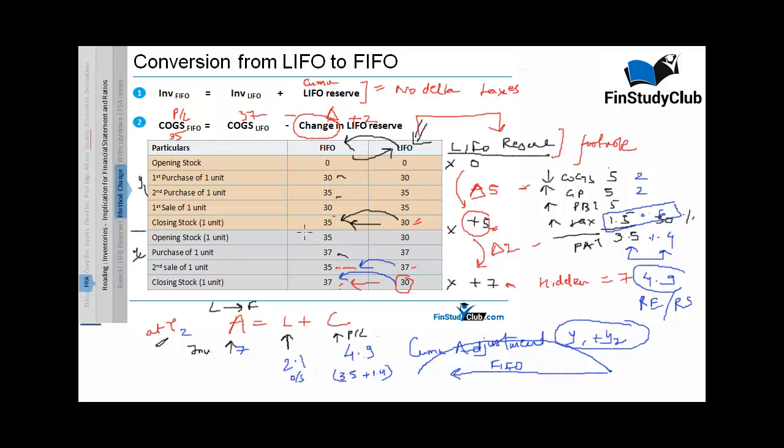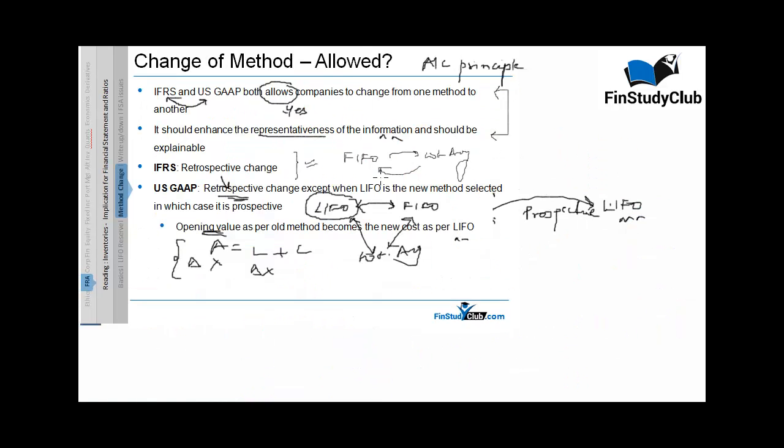Okay, so this is an important aspect of conversion from LIFO to FIFO. Had this been from FIFO to LIFO, I would not have passed any of this, because conversion from FIFO to LIFO, first of all, cannot happen in IFRS. LIFO is not allowed there. And in US GAAP, like we talked about, whenever LIFO is the destination method, then it is prospective, and whatever is the opening value will become the new cost as per LIFO. So it is always going to be prospective. No A = L + C adjustment needs to be done at the time of conversion itself.